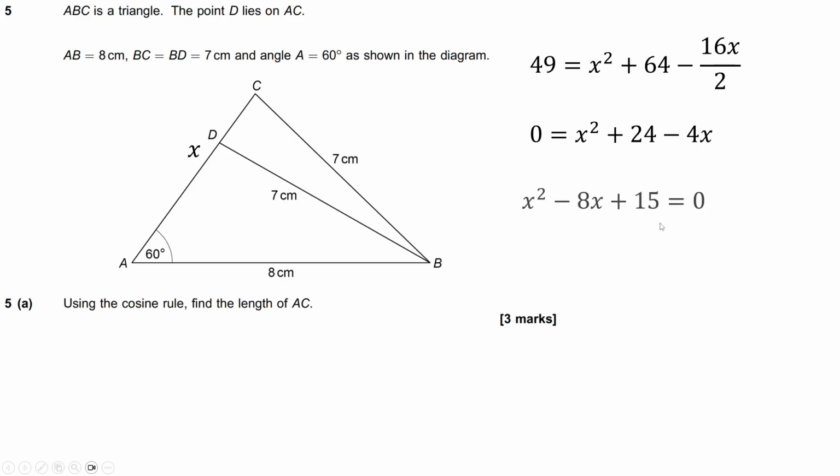If you just tidy this up to get that, and then you just factorize. This factorizes into x minus 5 and then x minus 3. So x can equal 5 or x can equal 3. First of all here, if you imagine this, x cannot equal 3 for this full length.